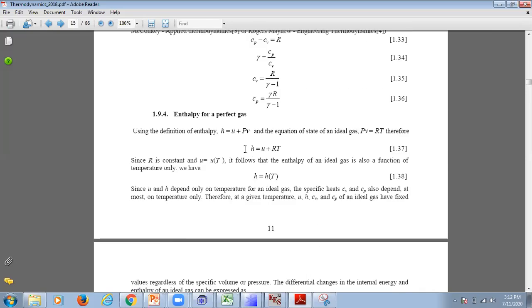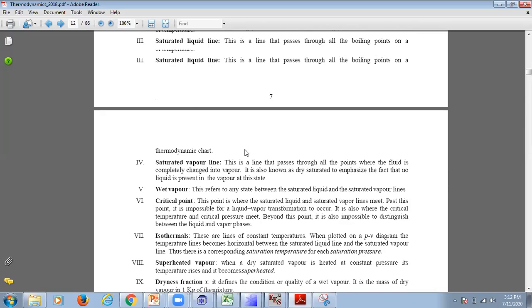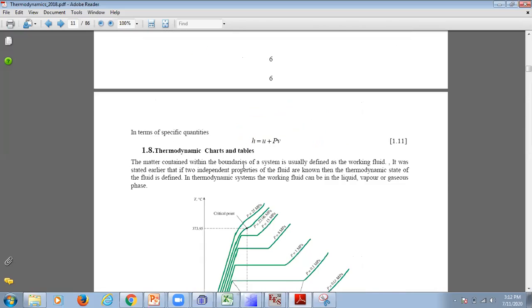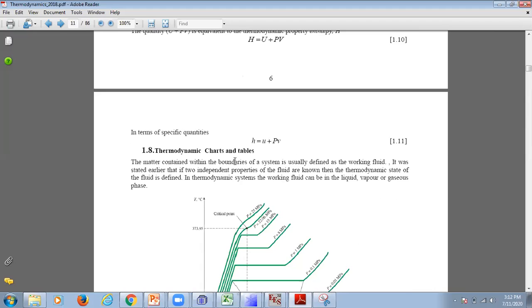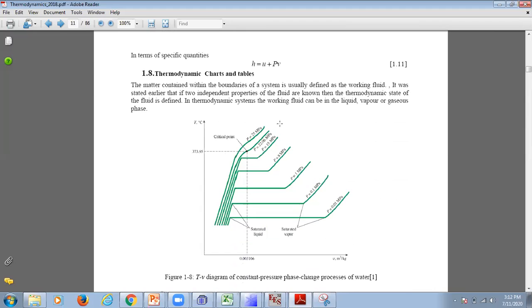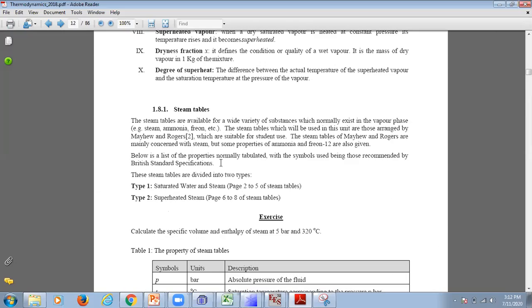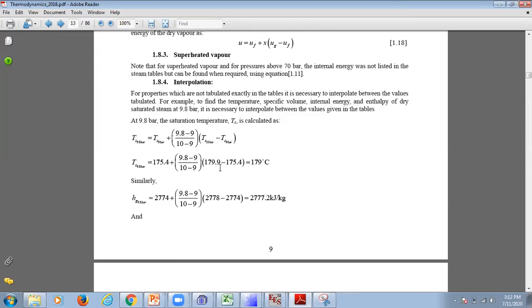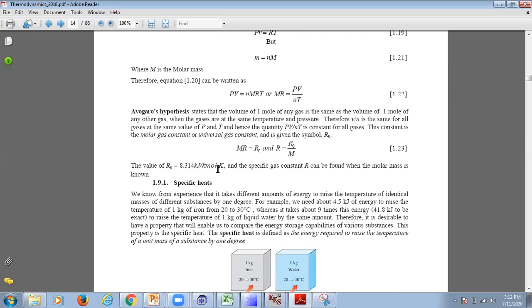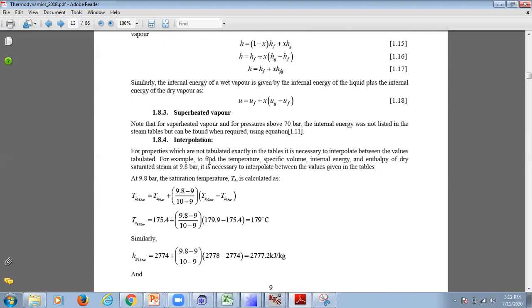To do this one, you have to have prior knowledge of steam. So you go through this, the thermodynamics charts and tables under this. The study, okay, very simple things. Steam tables, you do this. Some examples are here on how to read the tables. You can get it done. Perfect gas we will study later, don't worry. You look into the steam tables.